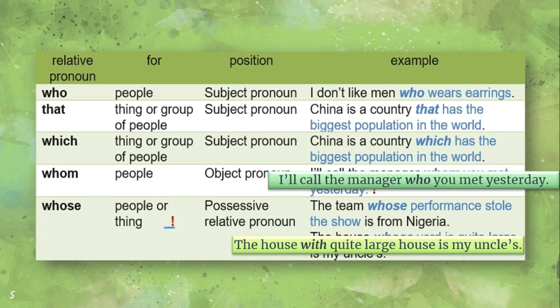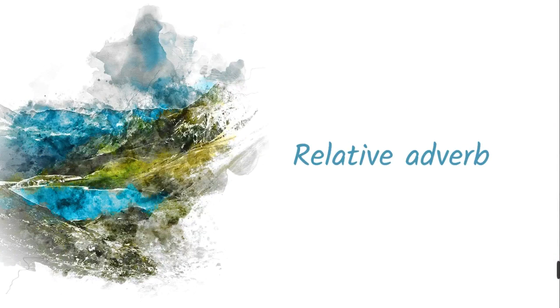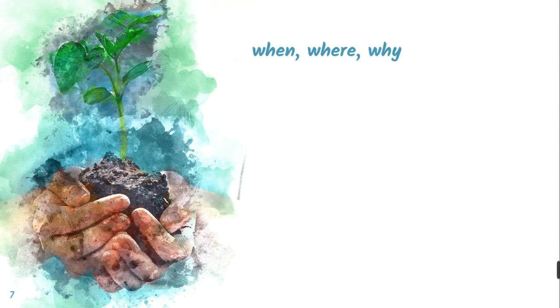However, we have another form which is more common. It is by using with, like this: the house with a quite large yard is my uncle's. So the sentence is not in the form of an adjective clause, but with the addition of a prepositional phrase here. So these are the examples of adjective clause by using relative pronoun. The next one is by using relative adverb. And here are the examples.